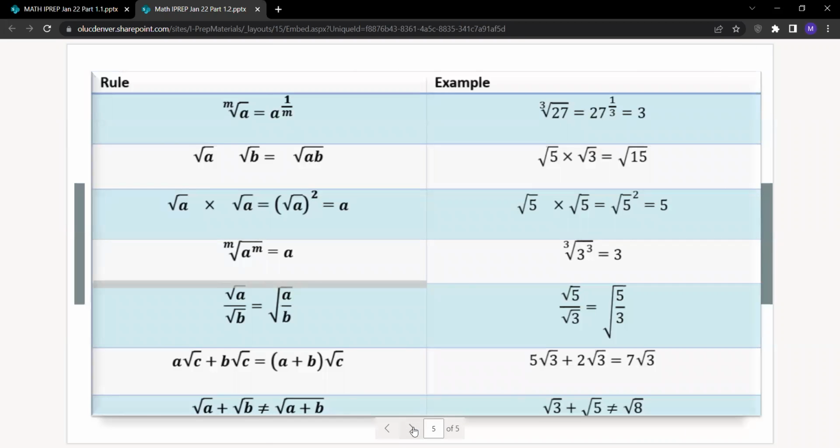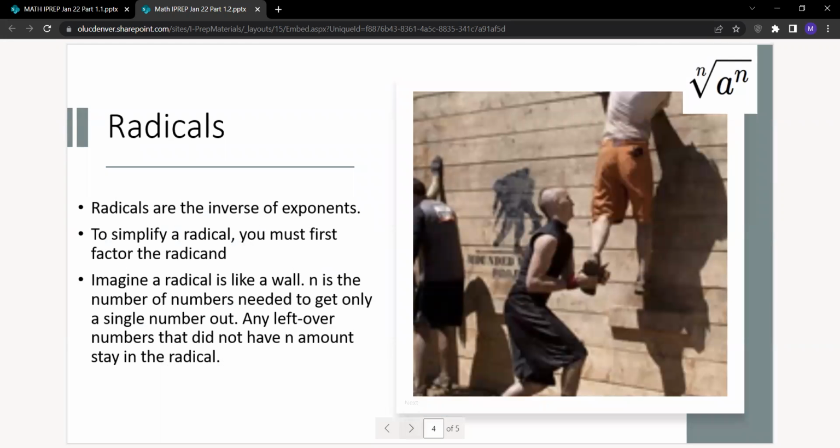All right, you have some rules. To get things out, actually I'm going to show you one before we do this, just to help visualize. Let's say we have the square root of 8. So that is our radical. When it says radical, that just means this symbol right here. So we have a radical.